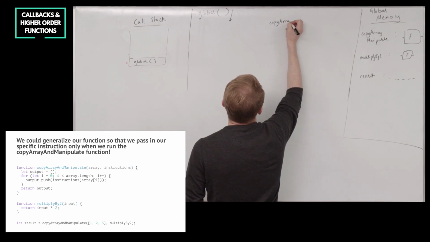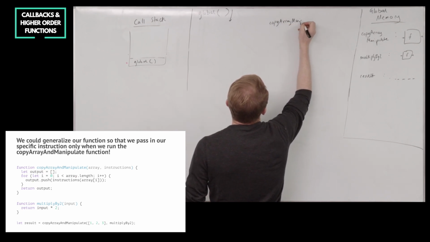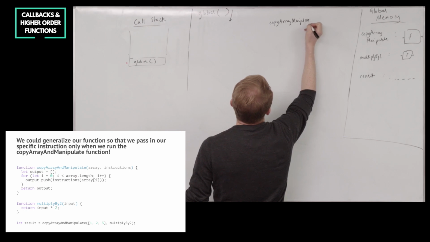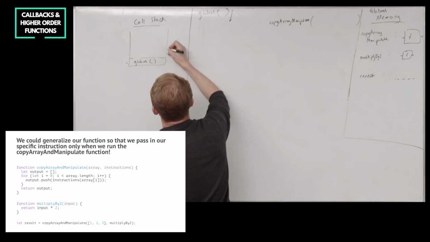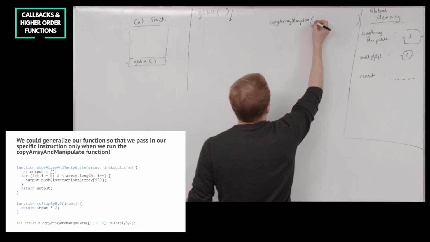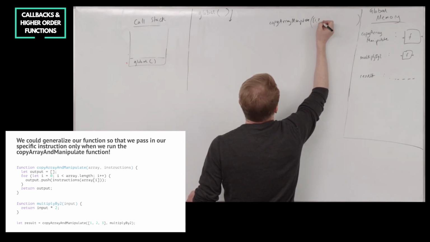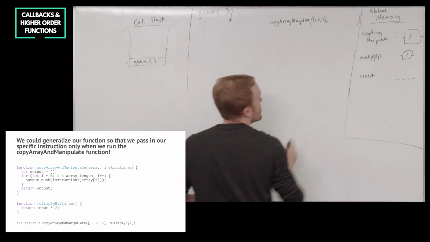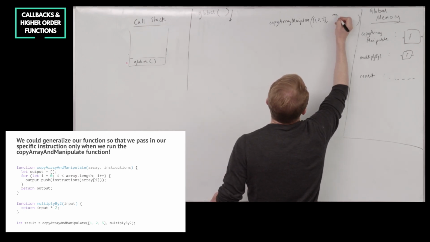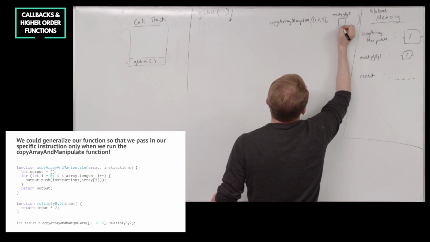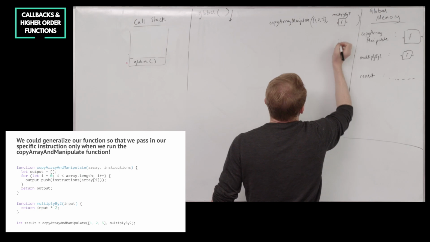Copy array and manipulate, and this function is taking in what as its first argument, Lewis? First argument is an array containing 1, 2, 3. Okay, perfect. And the second argument, Lewis, is? The function definition multiply by 2. Aha. The whole function definition of multiply by 2. Huh.